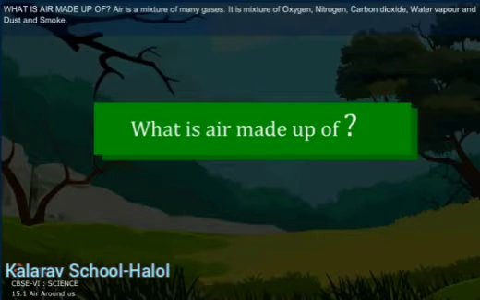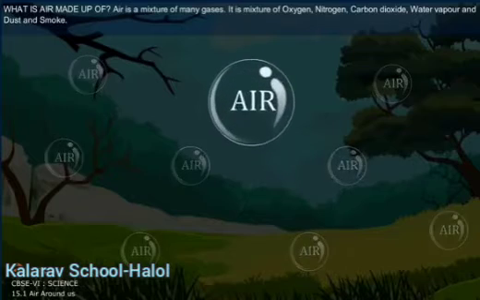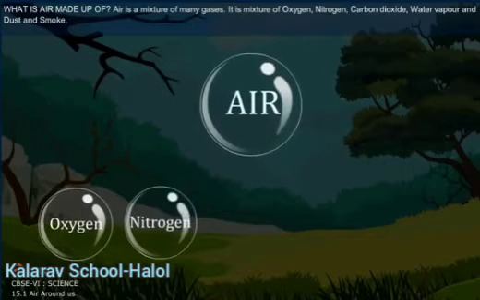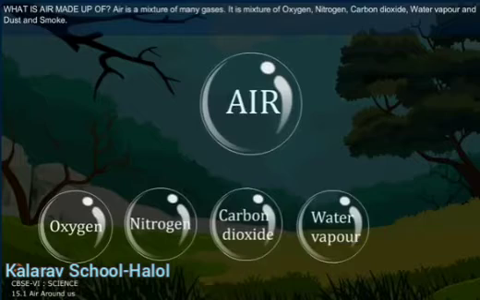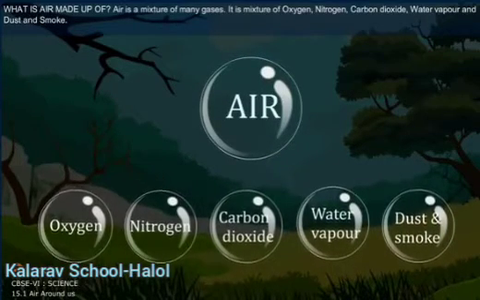What is air made up of? Air is a mixture of many gases. It is a mixture of oxygen, nitrogen, carbon dioxide, water vapor, and dust and smoke.